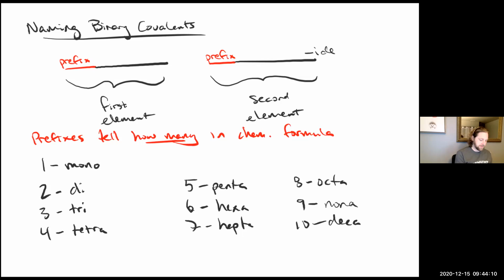And I skipped a little bit for mono because mono is only used on the second element. If the first element only has 1, you're not going to put mono in front of it. You only use mono if it's the second element that has 1. And I'll give you some examples, and you're going to start making connections to words you've heard before and these rules that we're seeing today.